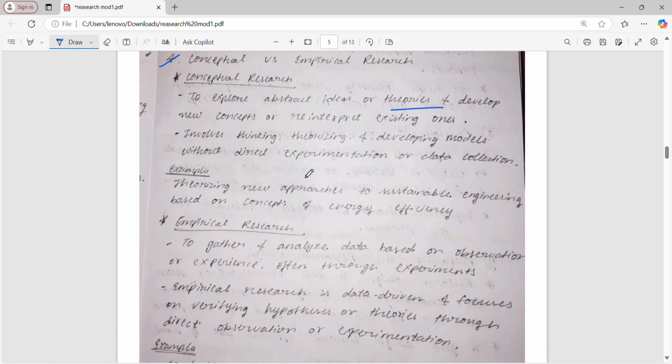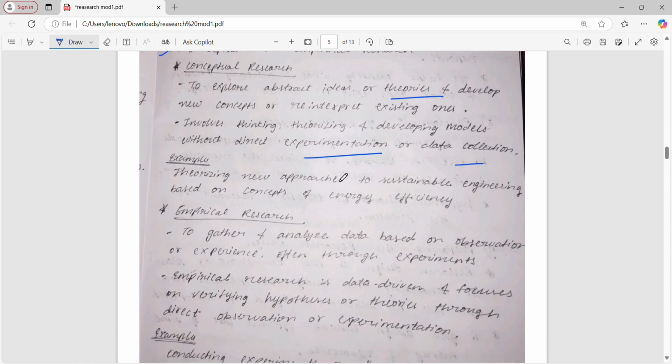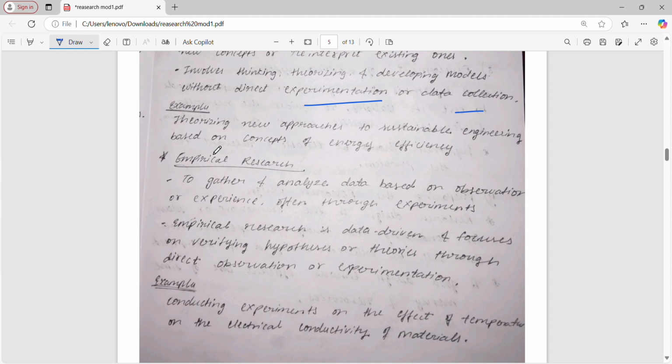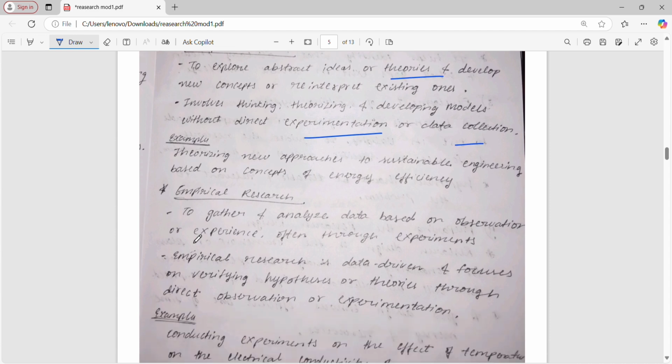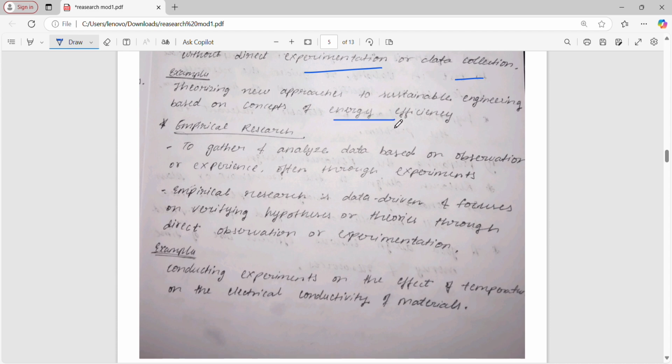The last type is conceptual versus empirical research. Conceptual means to explore abstract ideas or theories and develop new concepts or reinterpret existing ones. It involves thinking, theorizing, and developing models without direct experimentation or data collection. Example: theorizing new approaches to sustainable engineering based on the concept of energy efficiency.